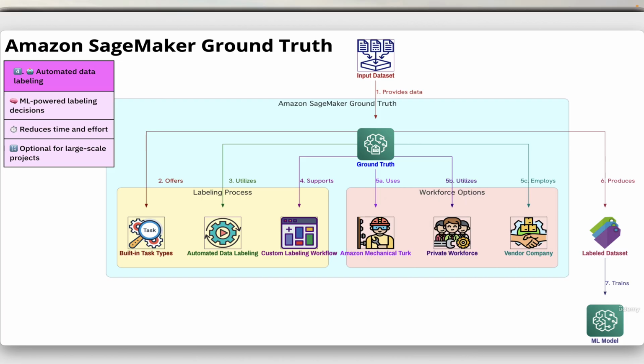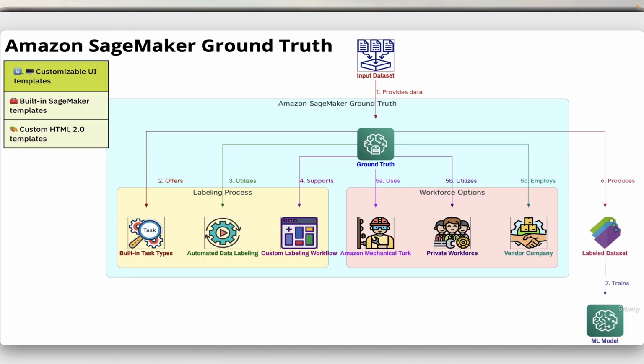And to streamline the labeling process, Ground Truth offers automated data labeling. This feature employs machine learning to determine which data requires human labeling, potentially reducing time and effort in the labeling process. It's an optional feature that can significantly improve efficiency in large-scale labeling projects. So if you have millions and millions of data sets, you can first choose automated data labeling, but in case the model cannot label it, then it will make a decision to send it to a human reviewer, and humans will actually label the data.